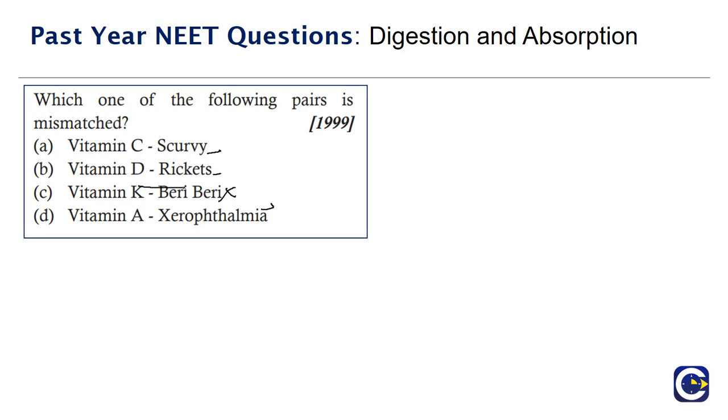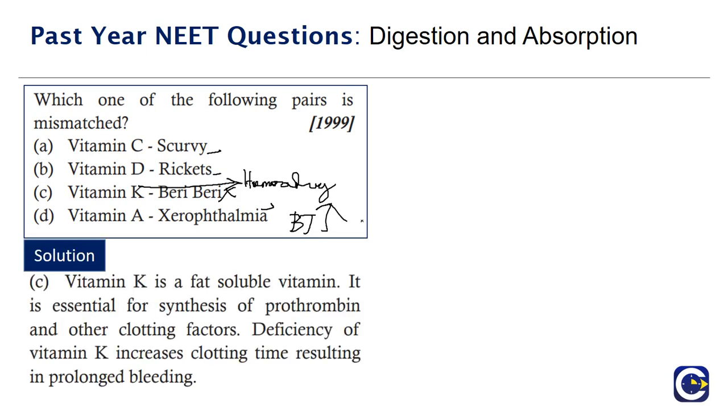Vitamin K deficiency causes hemorrhage, increased hemorrhage. The bleeding time, BT, increases. So vitamin K is a fat soluble vitamin. We know fat soluble vitamins are K, E, D, A. Rest are all water soluble. It is essential for synthesis of prothrombin and other clotting factors. Deficiency of vitamin K increases the clotting time, resulting in prolonged bleeding.